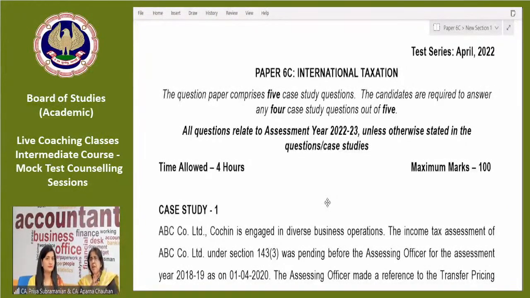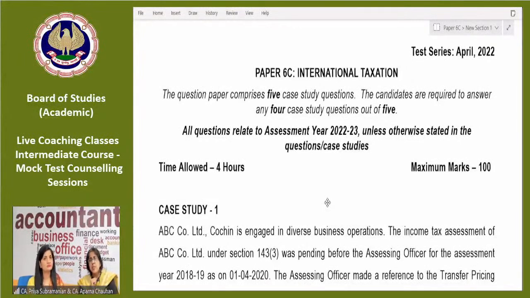And BEPS action plans, different action plans to prevent tax erosion, a country's tax base from being eroded. BEPS has come, the base erosion and profit shifting. Many action plans have come. And Indian tax laws have incorporated special provisions based on these action plans. So that also is important, as well as the multilateral instrument. That also is very important.